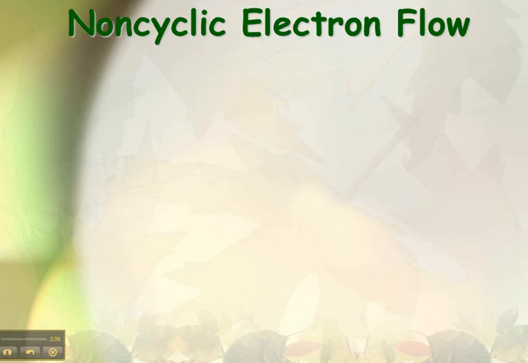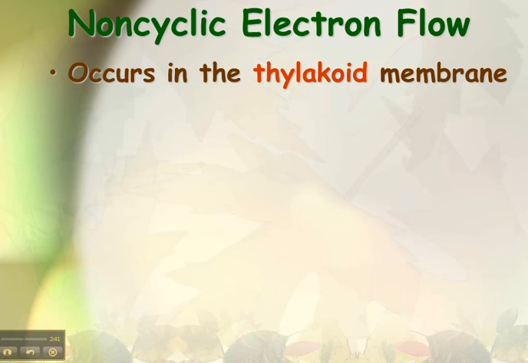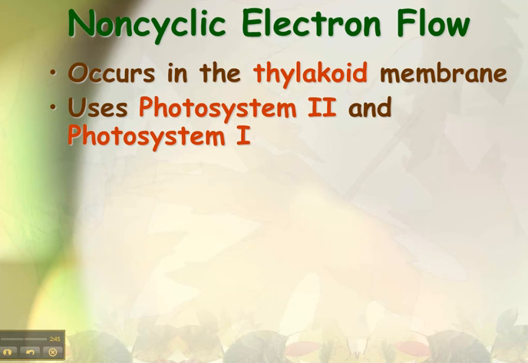And then on our non-cyclic, also occurring in the thylakoid membrane, it's going to use photosystem 2 and 1. And I put this later, but you guys will see that photosystem 2 actually occurs before photosystem 1. The only reason for this is that we found photosystem 1 first, and then later found photosystem 2 and found out it was before, but we didn't want to rename everything.